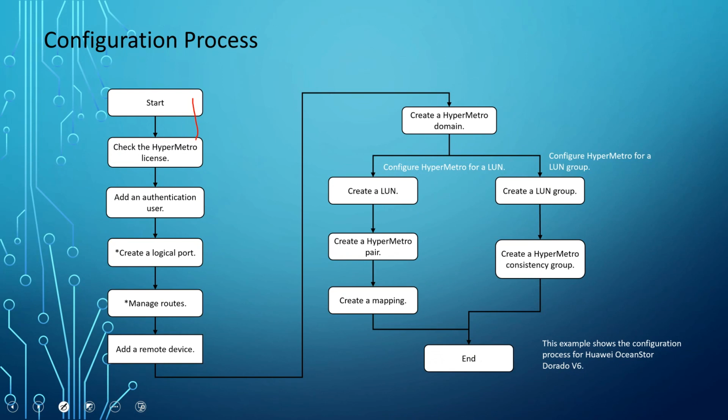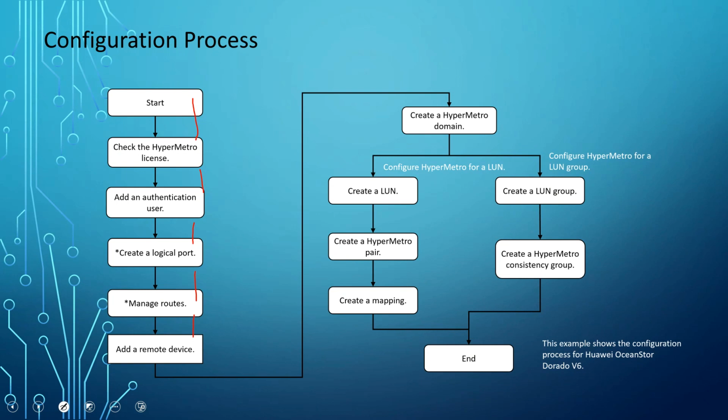Then you can add some required prerequisite users. It is in the documentation, so you have to follow the documents on which users need to be added. Then you can create logical ports, and add the network configuration if you need to add some routes. Then you need to add the remote device. Remote device is your secondary site. If you have a primary storage, then you have to add this remote device into your local storage.